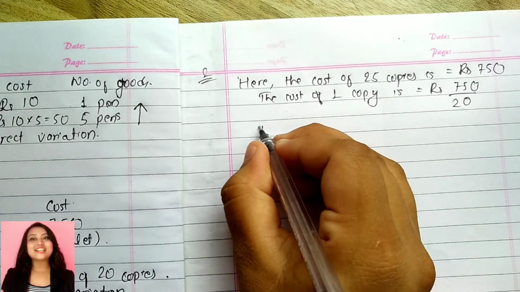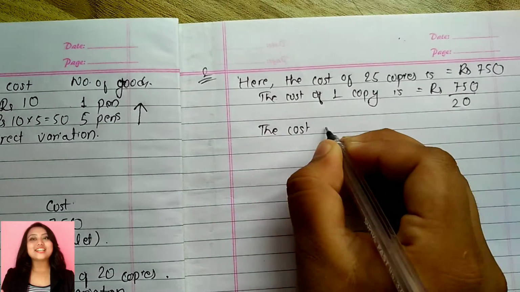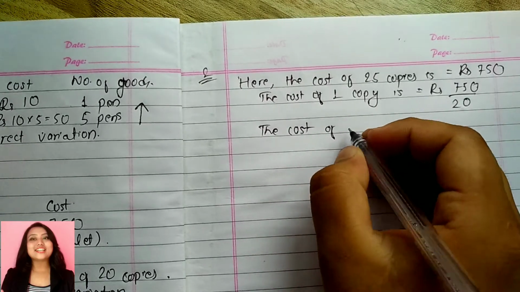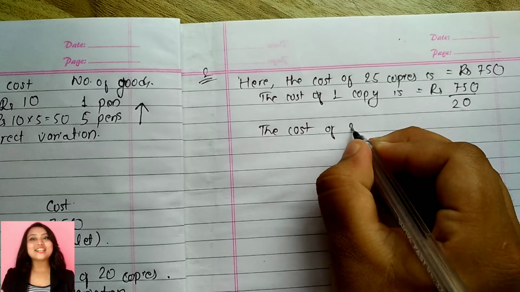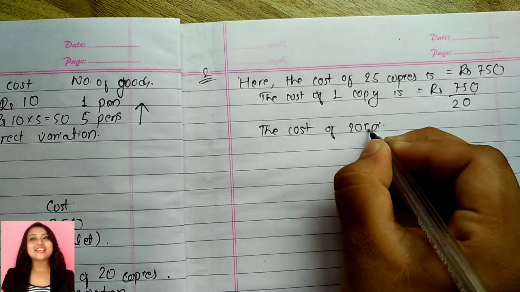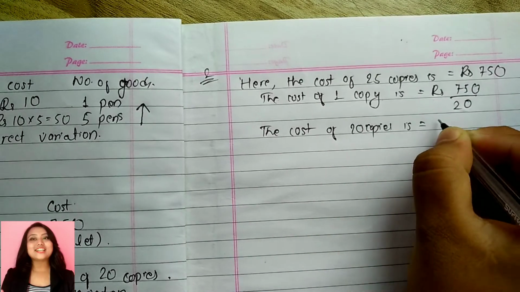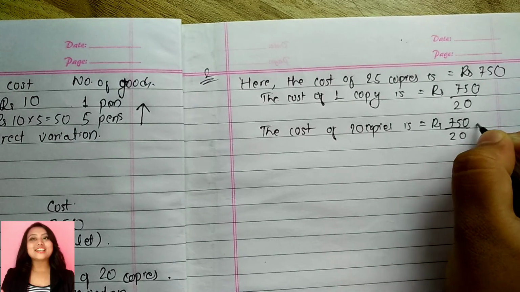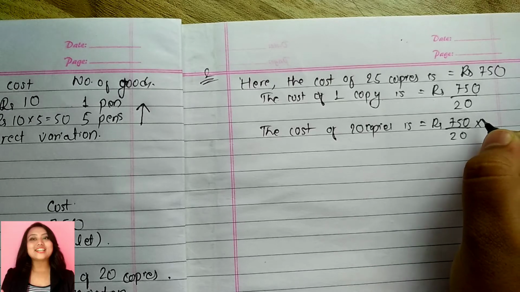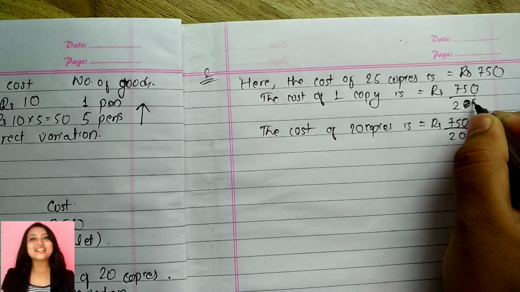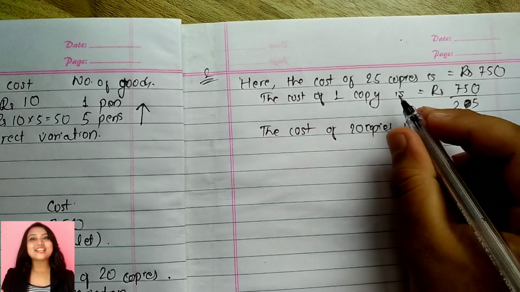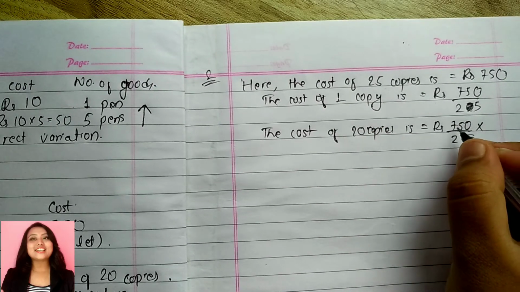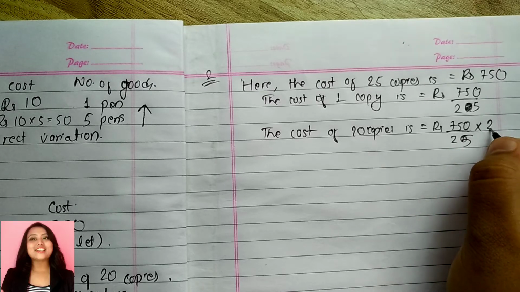Okay, now you have to find out the cost of how many copies. Now you have to find out the cost of 20 copies, which is equal to rupees 750 upon 25 into 20. Okay, sorry, it should be 25 in the denominator. So 750 upon 25 into 20 will be there.